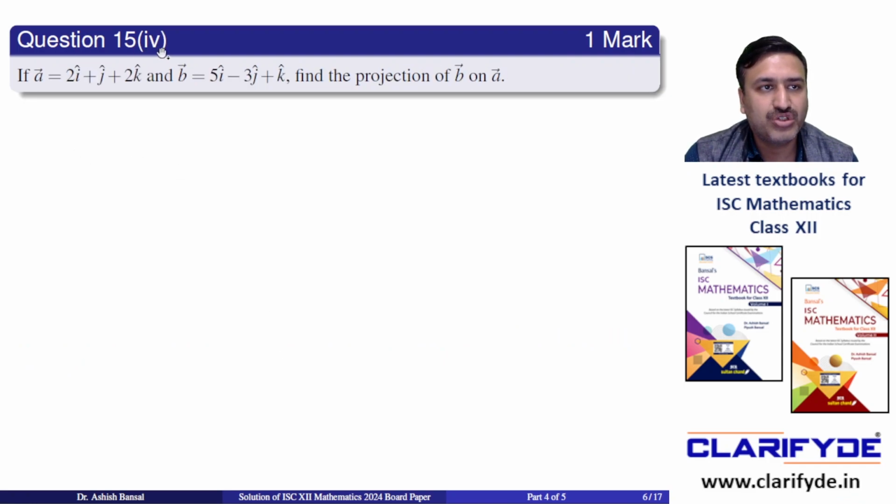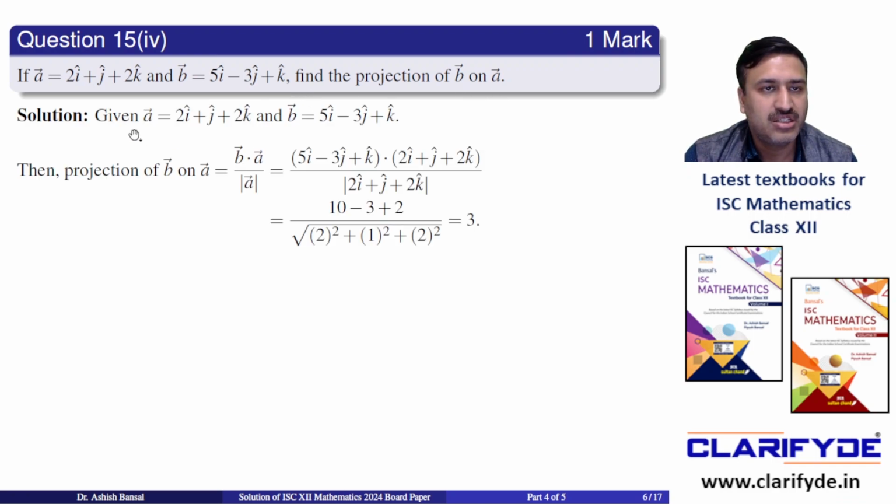Question number 15, fourth part. If vector A is 2i cap plus j cap plus 2k cap and vector B is 5i cap minus 3j cap plus k cap, find the projection of vector B on vector A. So we are given A and B vectors. Projection of B on A is given by B dot A by modulus of A. We can substitute the values and do the computations to get the answer as 3.